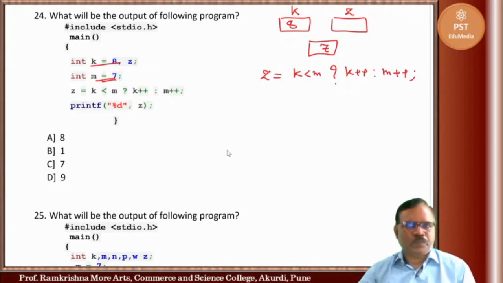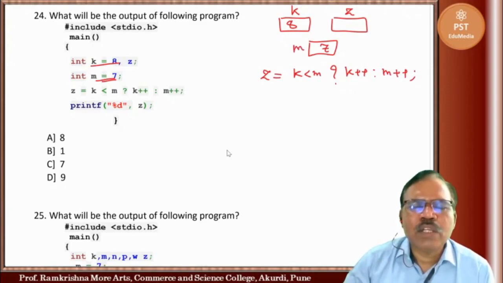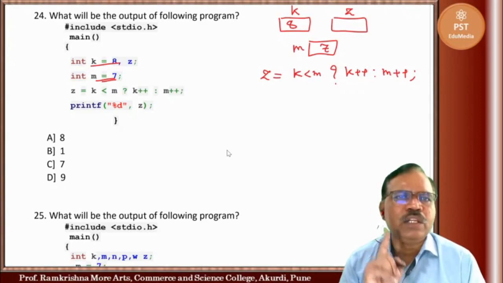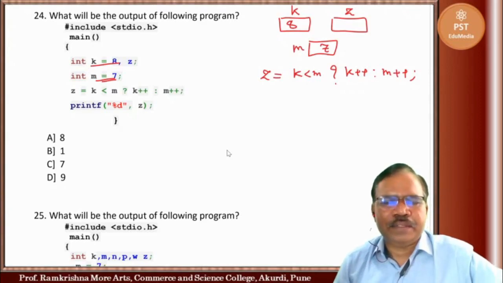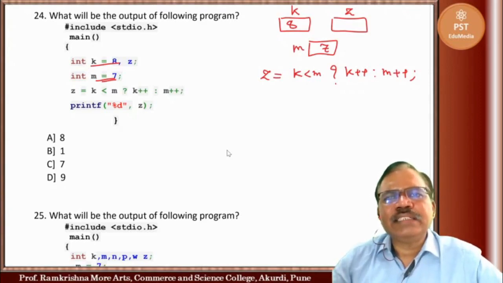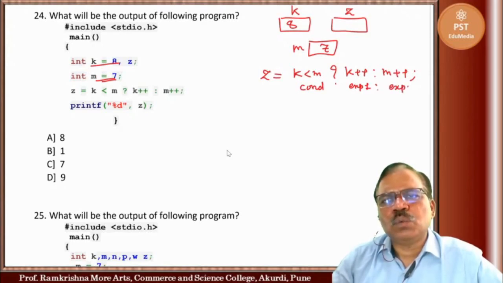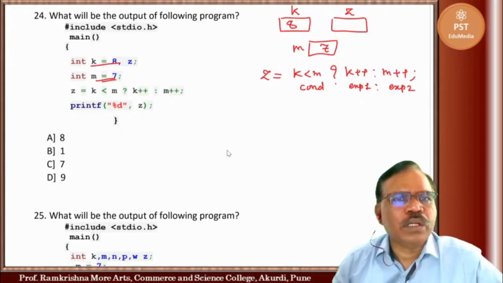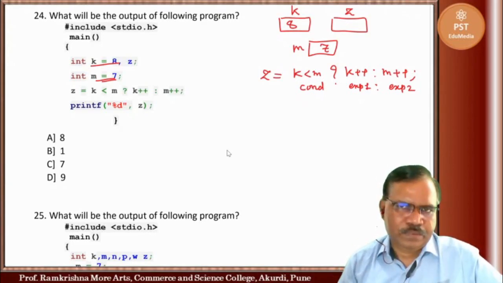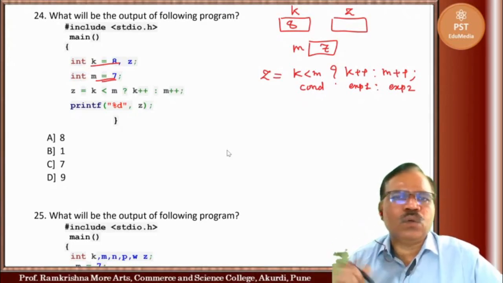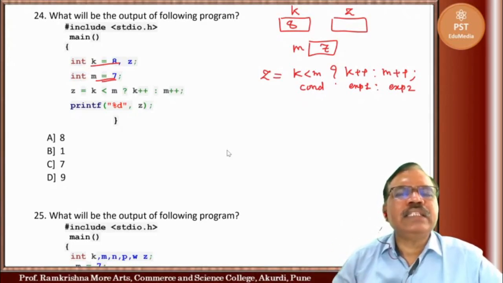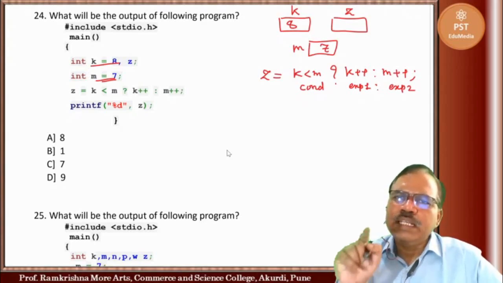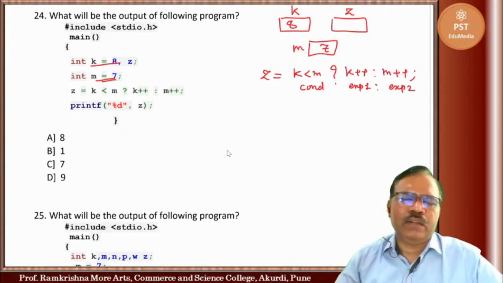Now see here. What is value of m? m is 7. What is value of k? k is 8. Now it is a conditional one. So this is the condition, this is expression 1 and this is expression 2. When the condition is true, expression 1 is evaluated and expression 2 is ignored. And when the condition is false, expression 1 is ignored and expression 2 is evaluated.